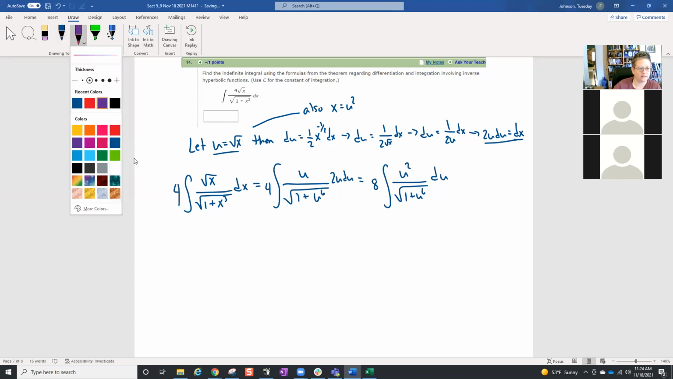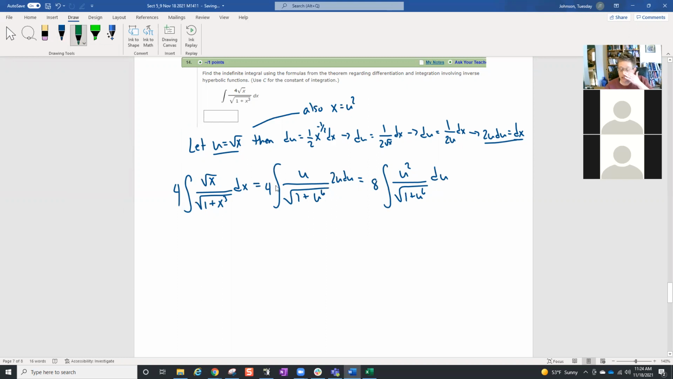Now we need to do it again. Let's use green. Maybe it'll be good luck for the Seahawks. They need all the luck they can get.